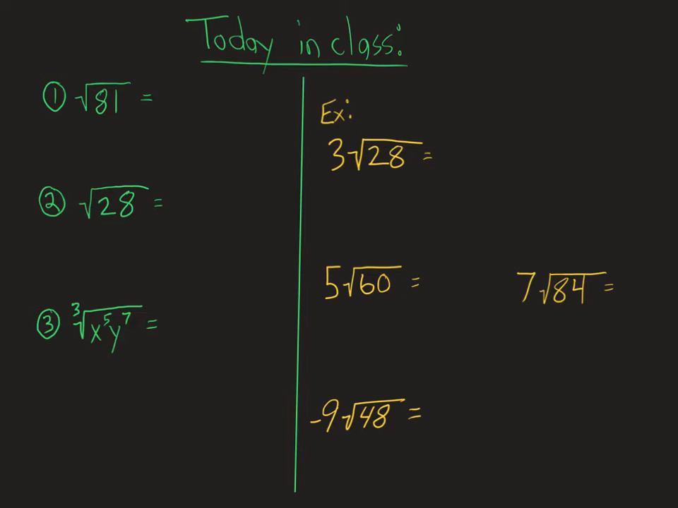All right, number 1, that's just a perfect square. 9 times 9 is 81. So it's as simple as that.